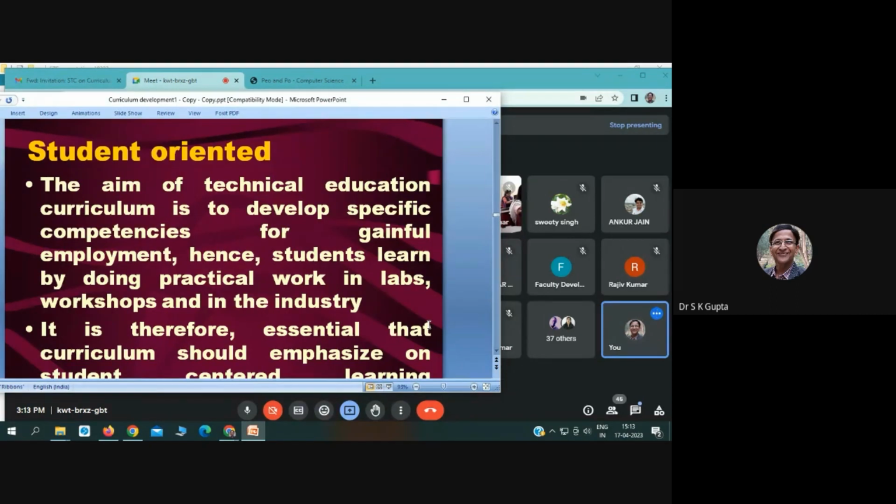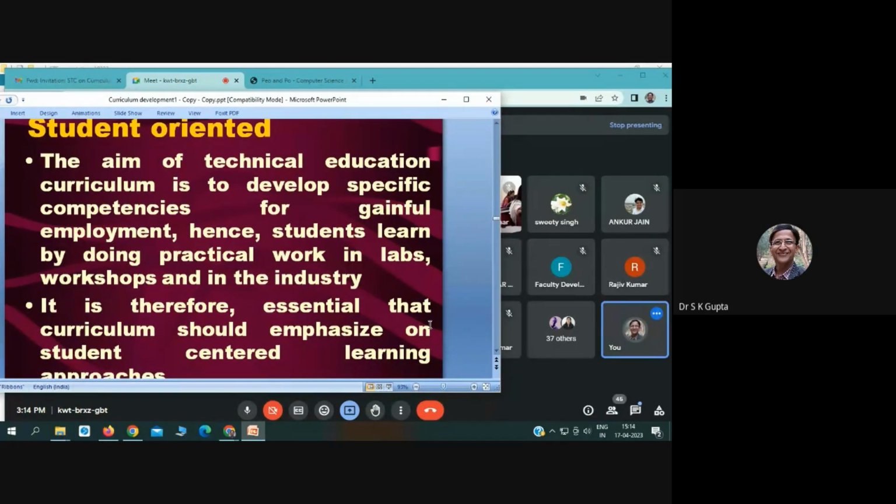If you change the content, then I will have to revise my book. So many conflicts are there when we design any program. So my dear friends, we have to see that our students are benefited. They should be in the forefront. So that is very, very important.